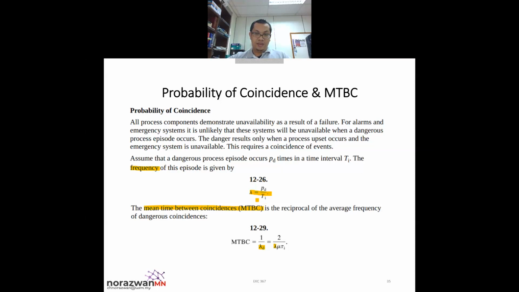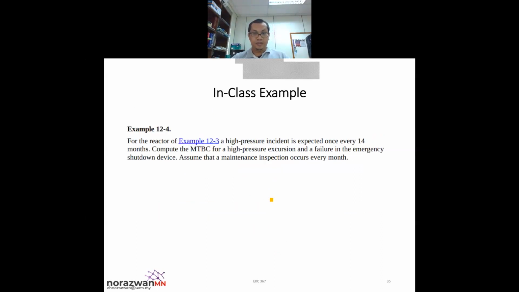This lambda is the frequency of the episode, but this one is the frequency of the PD. From the previous example, now we try to compute the MTBC. After you calculate your MTBF and then the UA, now it is the MTBC.